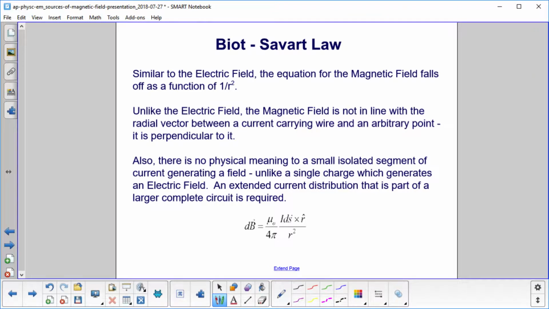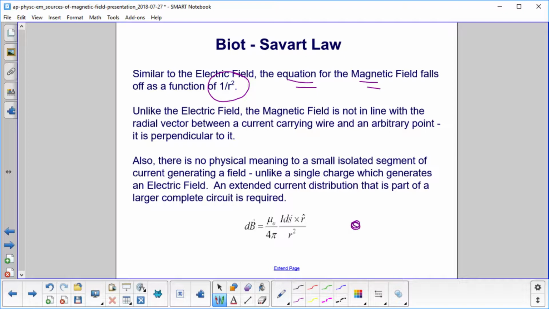Let's make comparisons to the electric field calculations that we've done. Similar to the electric field, the equation for the magnetic field falls off as a function of 1 over r squared. Unlike the electric field, the magnetic field is not in line with the radial vector between a current-carrying wire and an arbitrary point. Okay, what do we mean there?